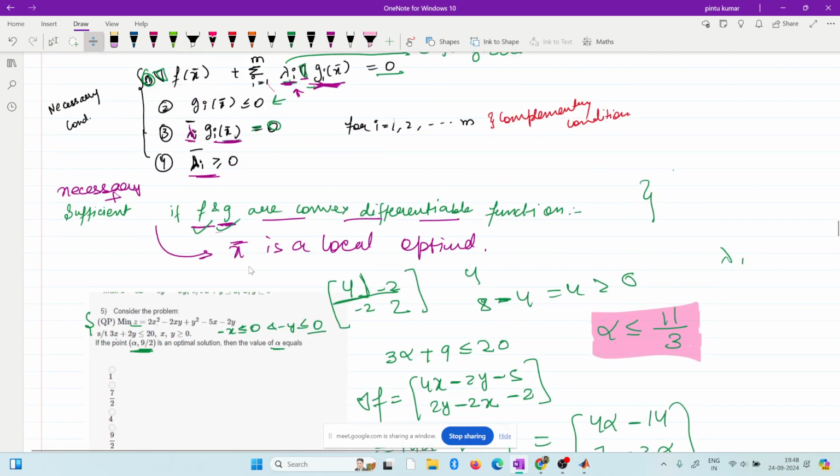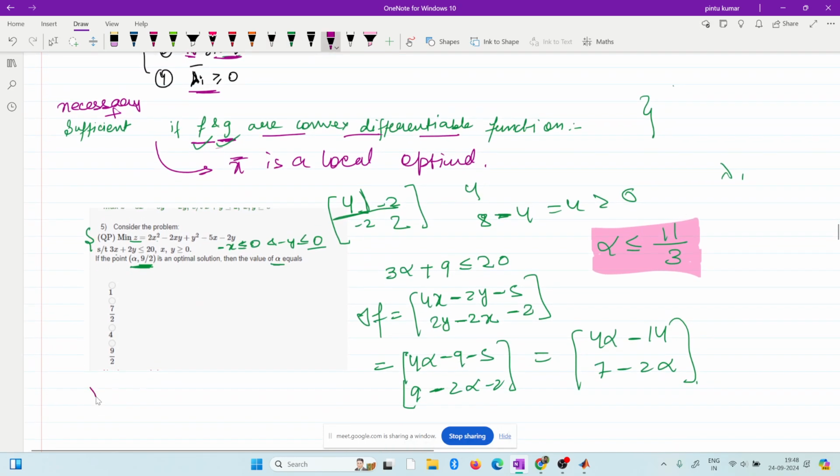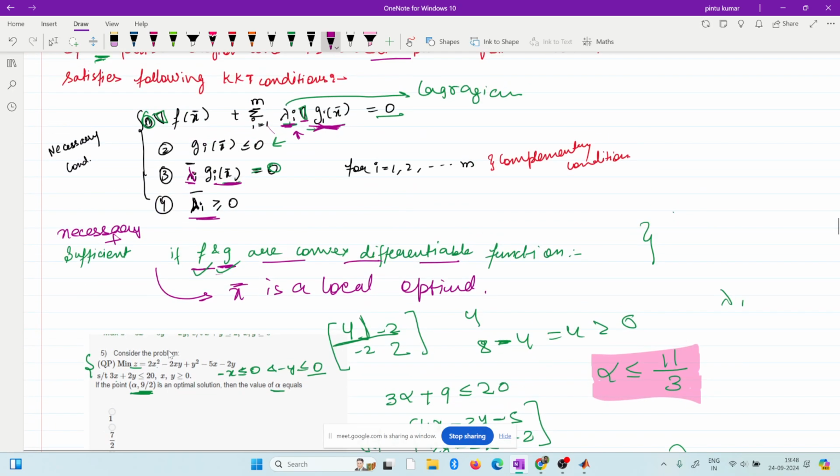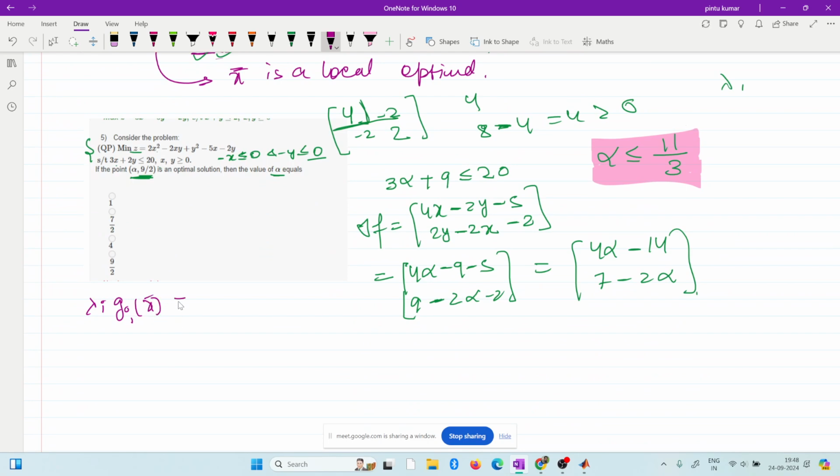If you look at the third condition, it says that lambda i times g i of x bar is 0 for all i. Now one thing we can see is, if you look at the constraint minus y less than or equal to 0, the value of y that we have is 9 by 2, and it's definitely not 0. So lambda 3 would be 0 from here. Let's name it lambda 3.